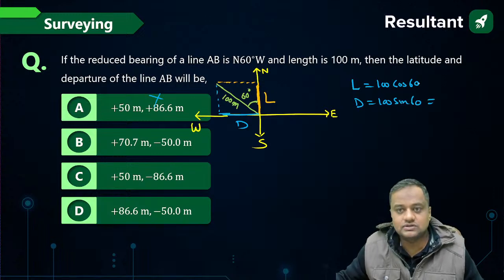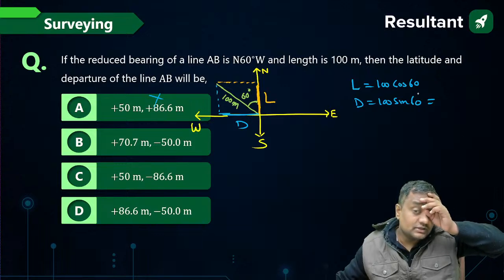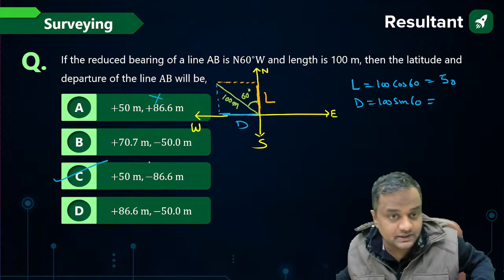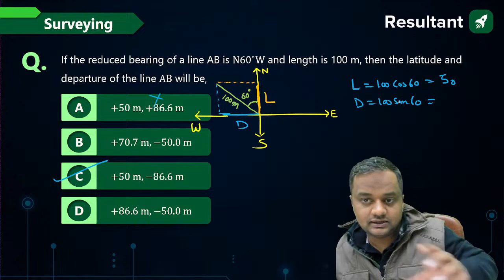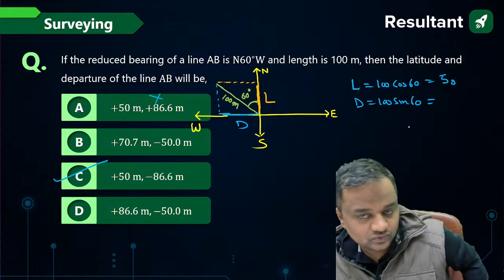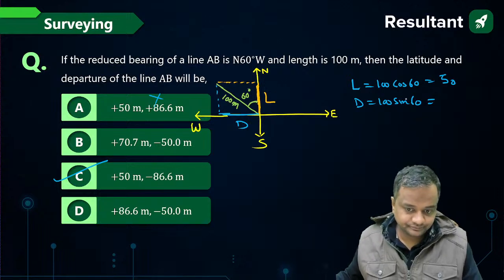100 sin 60 cos 60 is root 3 by 2 because sin 60 is, sorry, cos 60 is 1 by 2, so it is 50. Latitude is 50, so the only option is C. Only option is C. No need to calculate this complex sin 60 value. That will be root 3 by 2. 50 root 3. Any doubt?